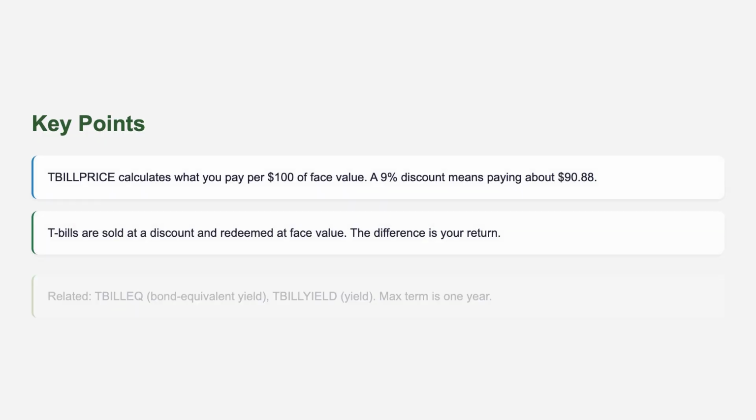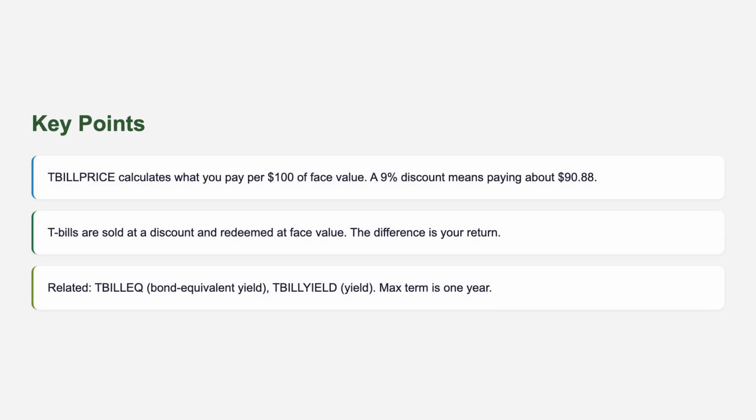Key points to remember. TBILLPRICE calculates what you pay per $100 of face value. A 9% discount means paying about $90.88. T-bills are sold at a discount and redeemed at face value, and the difference is your return. Related functions include TBILLEQ for bond equivalent yield and TBILLYIELD for yield. The maximum term is 1 year.